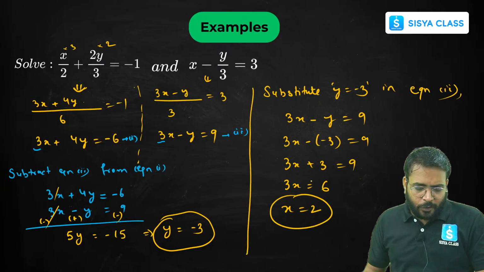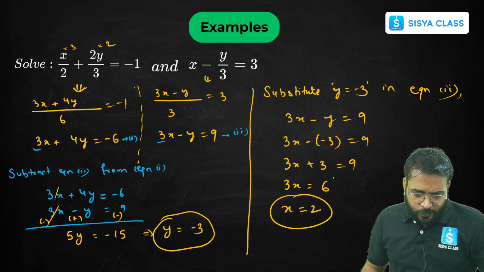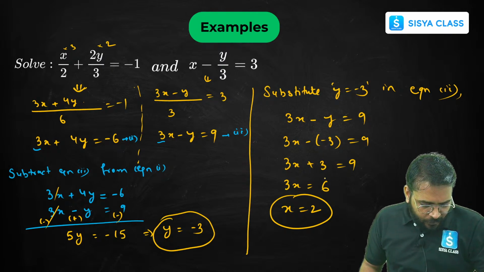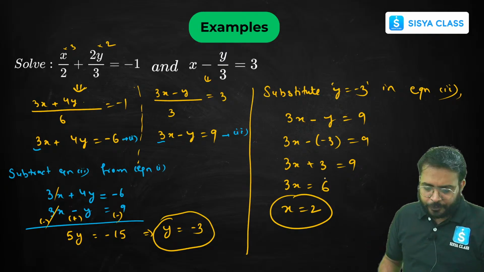So here you are going to get your 2 values. The first value is x is going to be 2, and the y value is going to be minus 3.